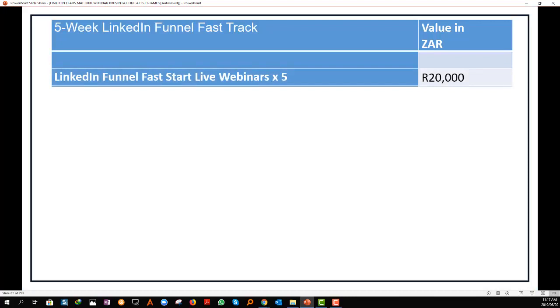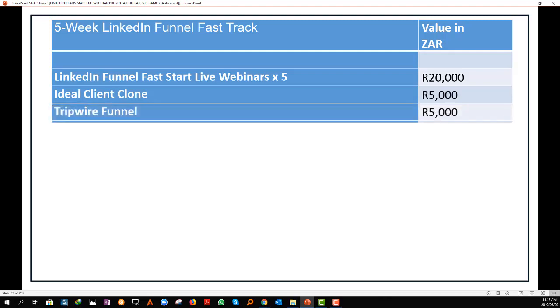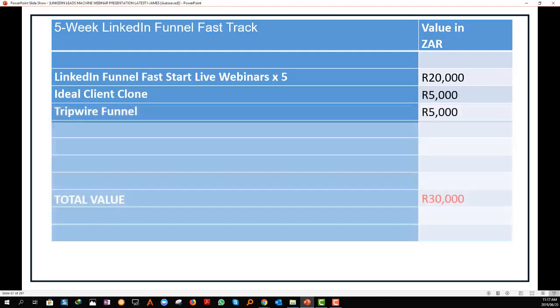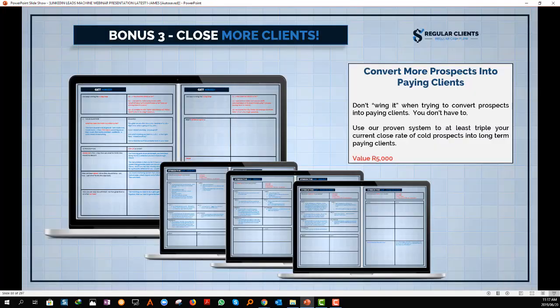So just to have a look at that again. We've got the course itself, the 5 modules valued at 20,000 Rand, the Ideal Client Clone, which we sell for actually more than $5,000 to be quite honest, and the Tripwire funnel, which nobody else is getting except for the people on this program. So that's valued at $30,000.